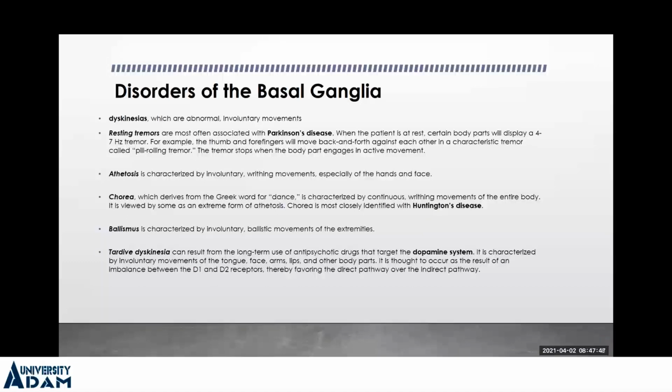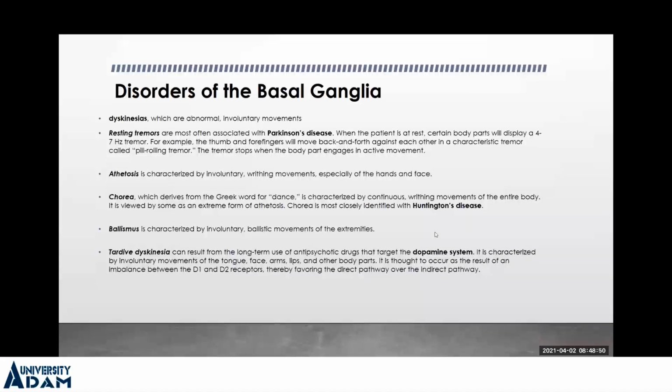Athetosis is characterized by involuntary writhing movements, especially of the hands and face. Chorea, which derives from the Greek word for dance, is characterized by continuous writhing movements of the entire body. So it is viewed by some as an extreme form of athetosis. Chorea is most closely identified with Huntington disease or with chorea minor, okay? Huntington disease is a genetic disease, and chorea minor is a children's disorder. It's like a complication after juvenile arthritis, okay? Ballismus is characterized by involuntary ballistic movements of the extremities.